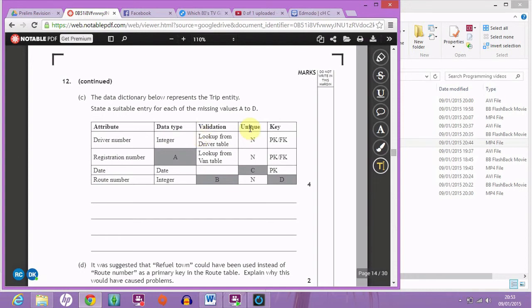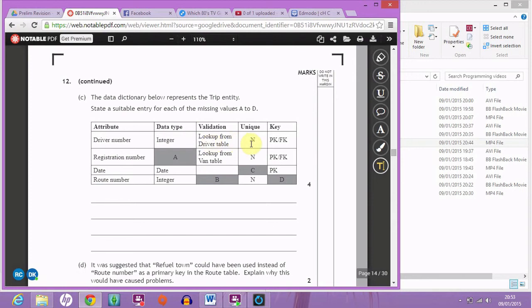Your unique column is whether or not it's unique inside that table. Now please be careful, because you'll see in this one driver number, registration number and date are part of the primary key, but this driver, who is my bus driver, will actually drive a bus one day and then drive a bus the next day and the next day. So there's 3 instances of when I would have the driver number in here.